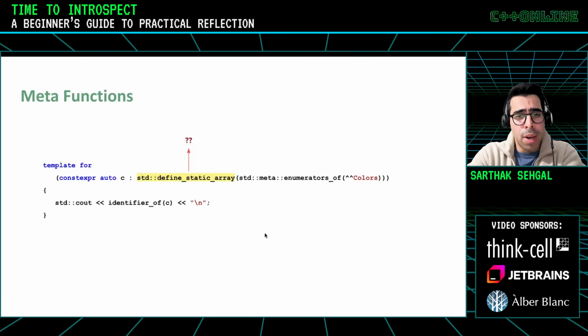What is this define_static_array doing here? I'll wait for like 10 seconds in case anyone already familiar with reflection knows why we need a define_static_array here. If you want to answer, please feel free to raise your hand and I can unmute you.